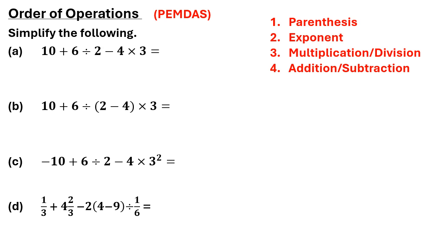All right, the first problem here, we can see we have 10 plus 6 divided by 2 minus 4 times 3. So there are 4 operations here. So we have 10 plus 6, and that's addition. And then we have 6 divided by 2, that's division. We have 2 minus 4, that's subtraction. And we have 4 times 3, that's multiplication. So right now we see that we have addition, division, subtraction, and multiplication. All right, so we're going to follow the order of operations to solve this problem.